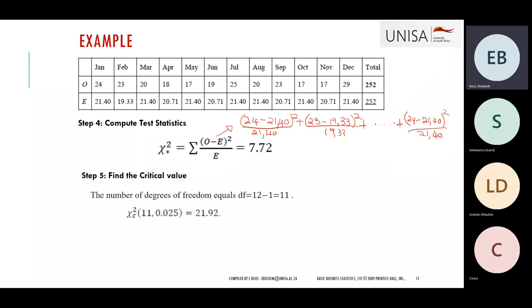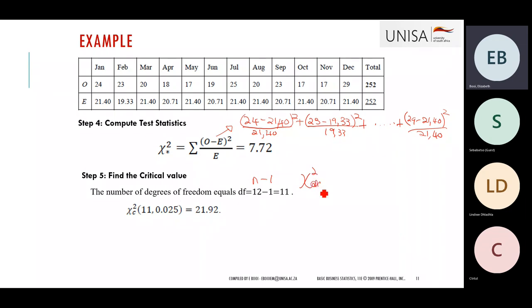To find the critical value, we use the degrees of freedom. Because there is only one column, the degrees of freedom will be the number of cases minus one. The number of samples is 12, from January to December. If you count them, it will be 12 minus one, and that will be our degrees of freedom. So we're going to use chi-squared of the degrees of freedom and the alpha value. Remember our alpha value was 2.5%, and if we divide this by 100, therefore you will have chi squared of 11 and 0.025. So we need to go to the table.